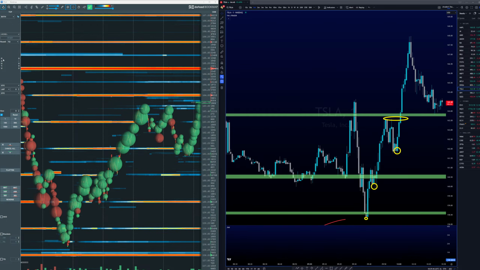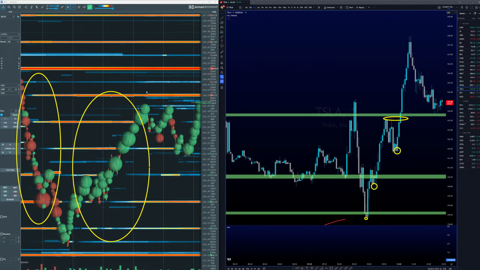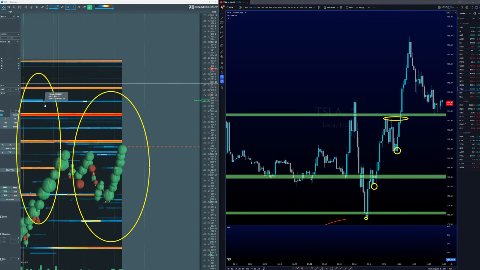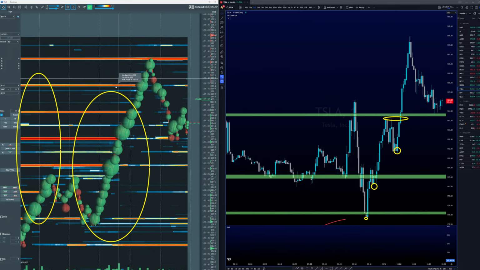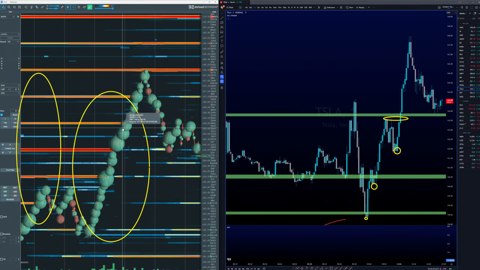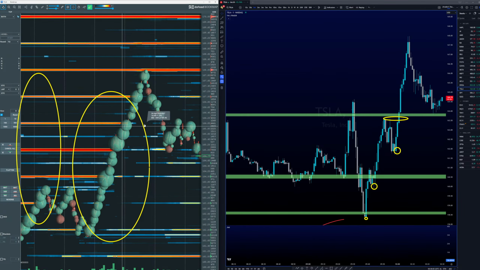This part is red, okay? And this part is green. When green is in control, essentially don't short it. Look, everything is green, right? You don't want to short over here. This is high volume. Don't even think about shorting something this strong.